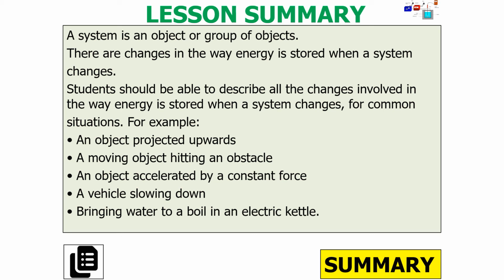A system is an object or group of objects, and there are changes in the way in which energy is stored when a system changes. You should be able to describe all the changes involved in the way energy is stored in a system when it changes. For example, all common situations, such as an object being projected upwards, a moving object hitting an obstacle, an object accelerating by a constant force, a vehicle slowing down, and bringing water to boil in an electrical current.